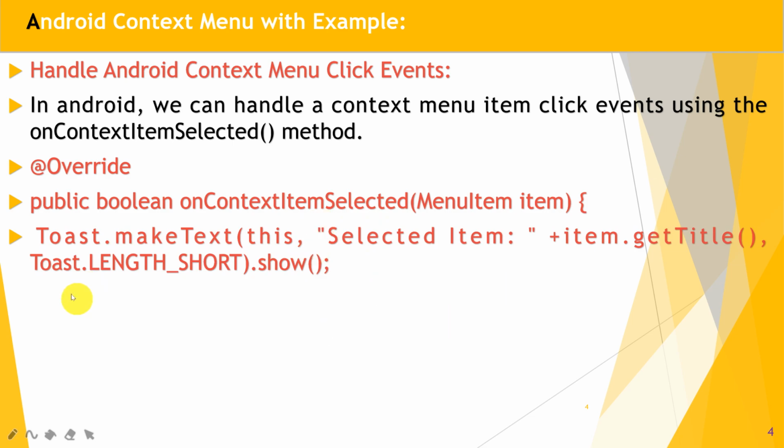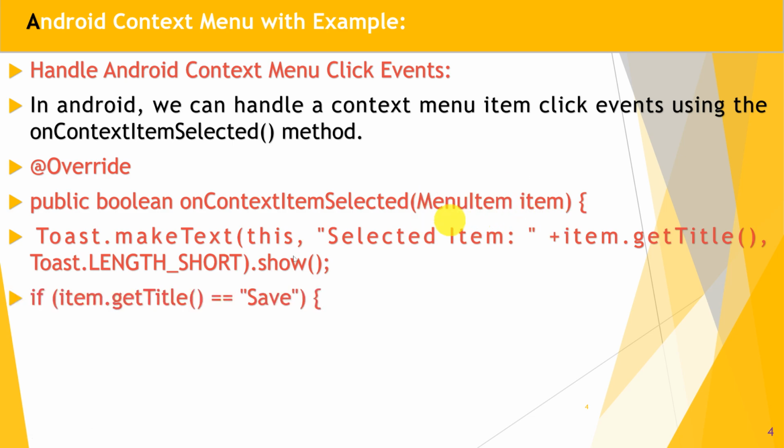For testing purposes, we only have to give a message showing which item is selected. Using the Toast.makeText method, we display which menu item we selected. The onContextItemSelected method has only one argument, that is the menu item. Great. Guys, hope you understand.